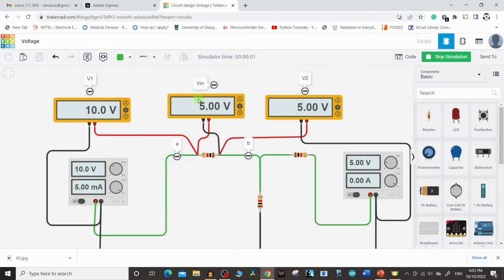So you can see the VM value, that is VAB, I have got it to be 5 volt, and VA0, which is V1, I have got as 10 volt, and VB0 I have got as 5 volt. Okay, so we'll record these results in our notebook and let us see what conclusion we can get.